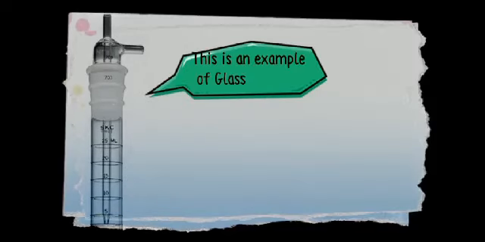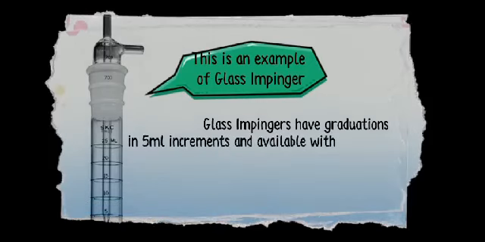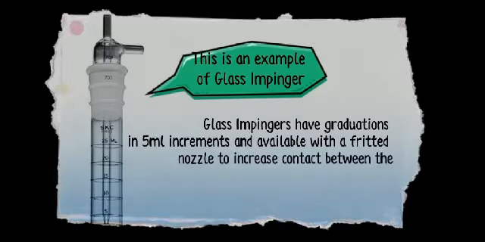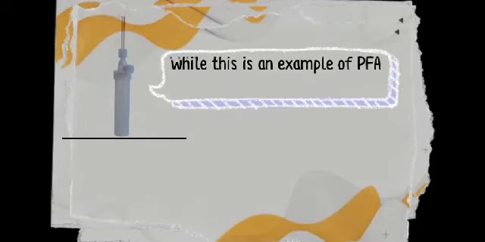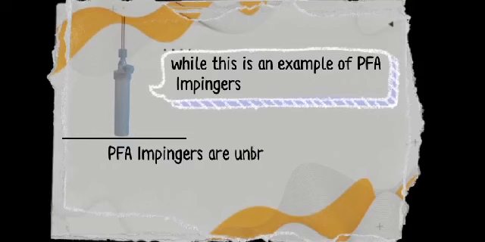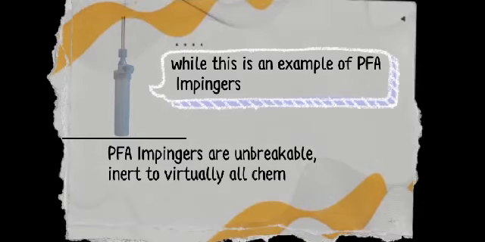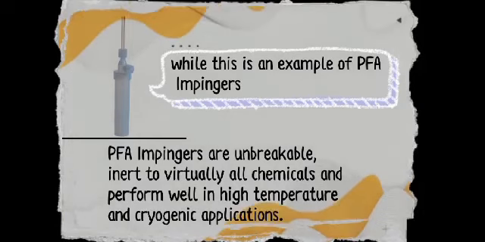This is an example of a glass impinger. Glass impingers have graduations in 5 ml increments and are available with a fritted nozzle to increase contact between the air sample and the liquid. While this is an example of a PFA impinger. PFA impingers are unbreakable, inert to virtually all chemicals, and perform well in high temperature and cryogenic applications.